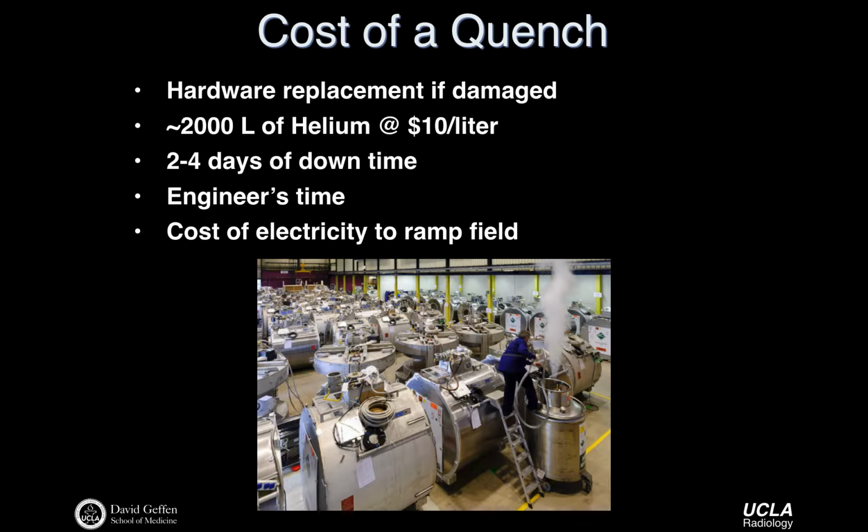Cost of the quench, I won't dig into this too much. We already sort of got it by the numbers, but you're losing a lot of helium. It's expensive. You're probably losing downtime. You're paying an engineer to bring it back up to spec, replace whatever parts you lost and that kind of stuff, and then maybe you can think about the cost of electricity to ramp the field, although that's in the tens or hundreds of dollars, which is nothing compared to anything else. Sorry, let me see where we have the time.